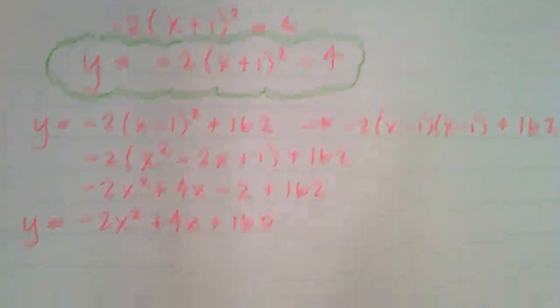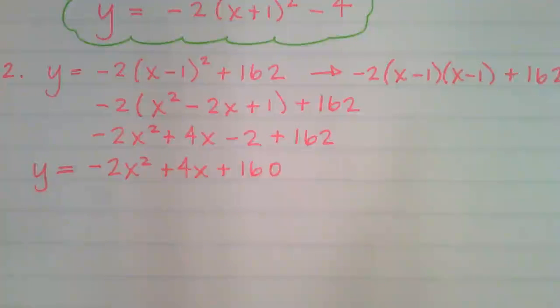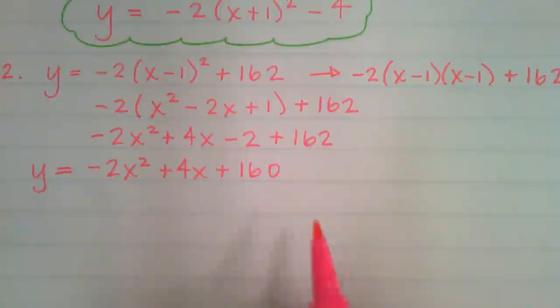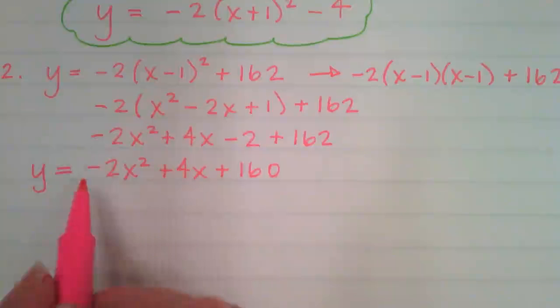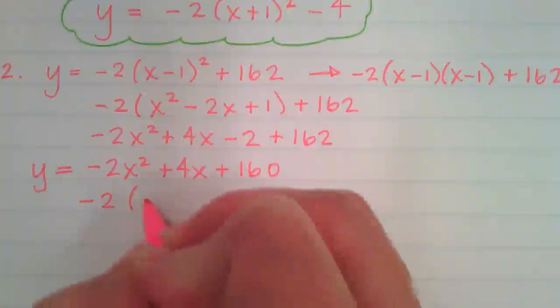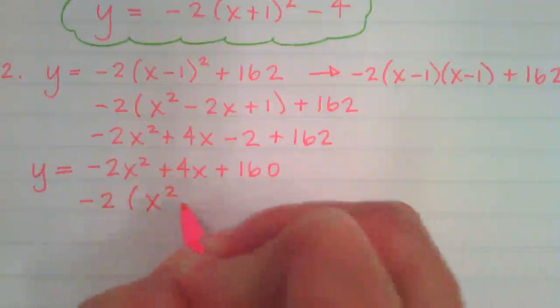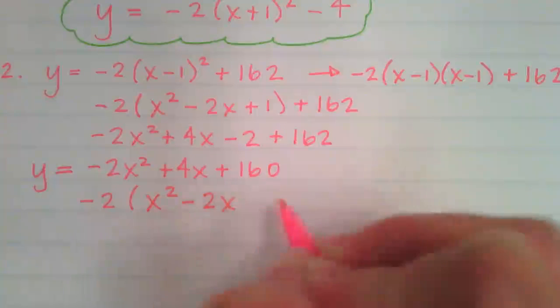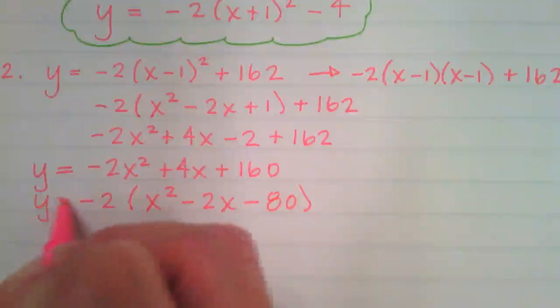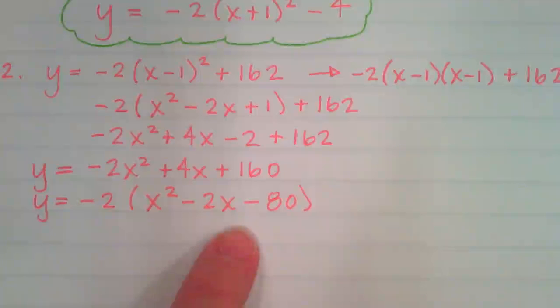But the problem is asking us to get intercept form. So what we need to do now is factor this. So first thing we look for is a GCF. And all these can be divided by 2. So I'm going to pull out a 2. But not only that, since the first one's negative, I'm going to take out a -2, which would leave x squared minus 2x minus 80. So that's going to make it a little bit easier to factor.